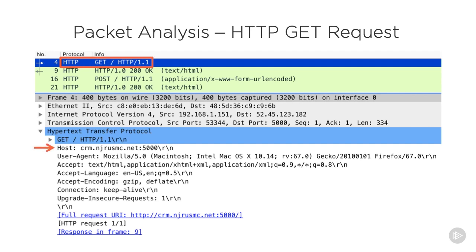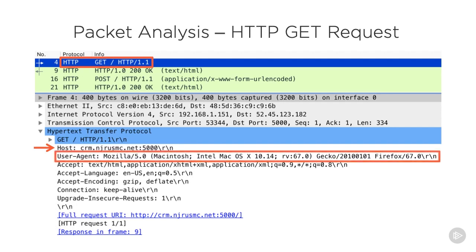Digging into the details, we see the entire HTTP request expanded. The request line includes the GET operation and is followed by the headers. The host header is required and carries the URL string. The remaining headers provide metadata about my laptop browser. For example, I used Firefox on a MacBook, and my language is set to American English.